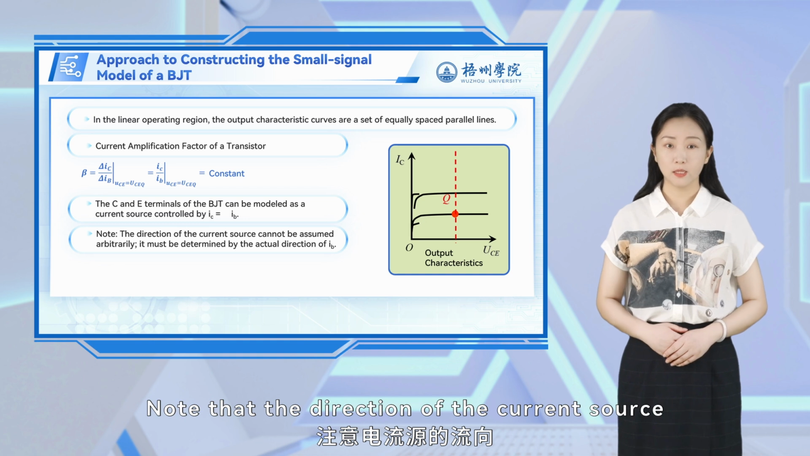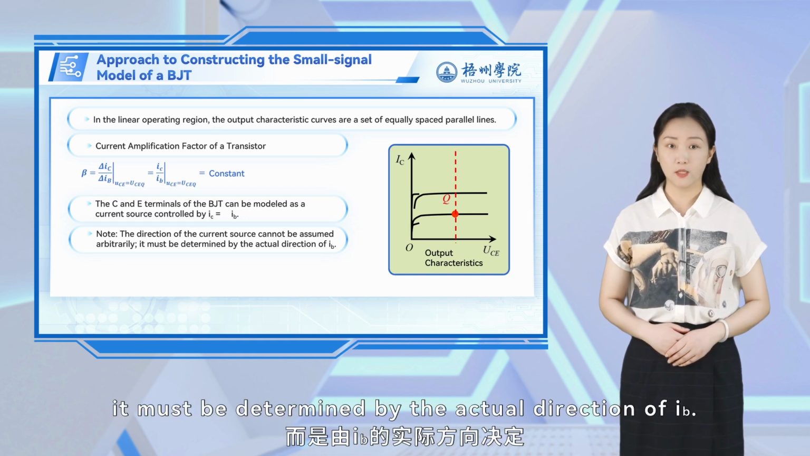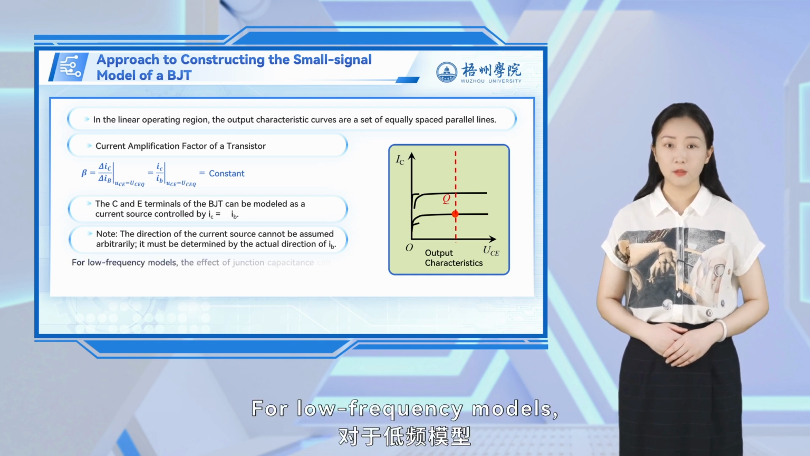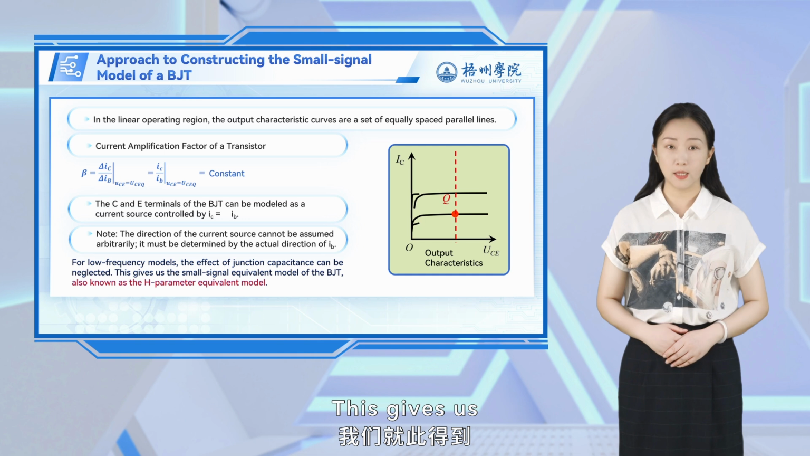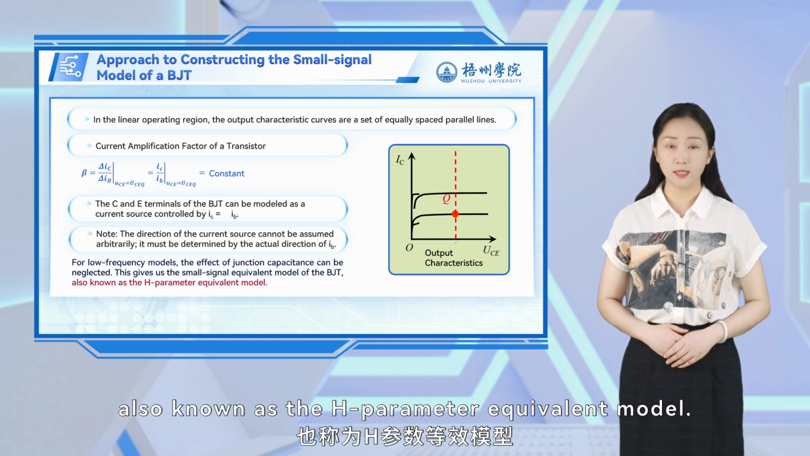Note that the direction of the current source cannot be assumed arbitrarily. It must be determined by the actual direction of IB. For low-frequency models, the effective junction capacitance can be neglected. This gives us the small signal equivalent model of the bipolar junction transistor, also known as the H-parameter equivalent model.